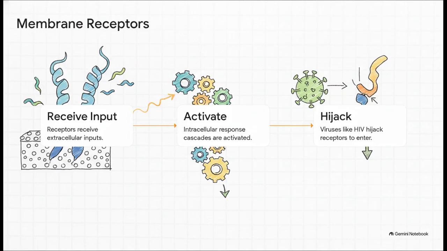Now, as a fascinating analysis model, let's think about how complex these integral membrane proteins really are. They aren't just dumb transporters, they act as highly sophisticated communication receptors. In step 1, they receive extracellular inputs like hormones. In step 2, once bound, they activate complex intracellular processing cascades. But here is the wild part. Step 3. This system is so precise that some viruses like HIV have actually evolved to hijack these exact receptors to trick the cell and break inside.